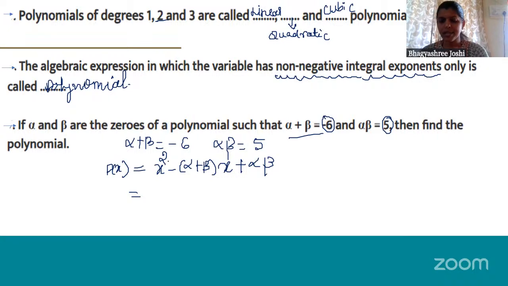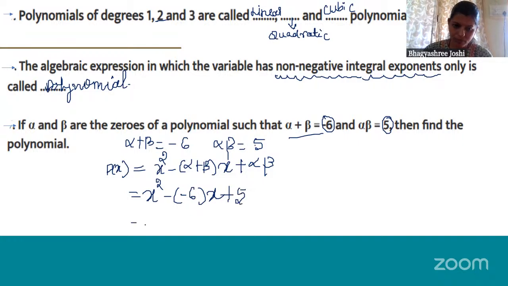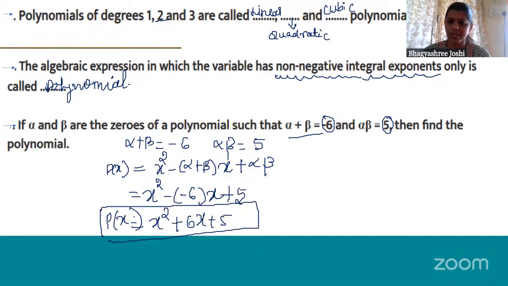quadratic polynomial, right? So by using this relation, x square minus (alpha plus beta value is minus 6) into x plus alpha into beta value, which is 5 here. X square, minus into minus is plus 6x plus 5. So this is the quadratic polynomial. It is also a 1 mark question.